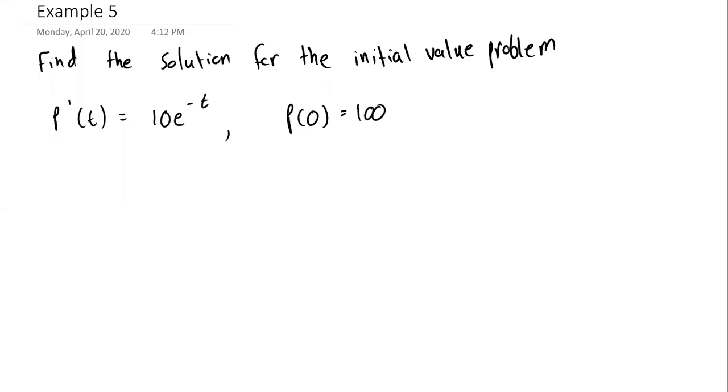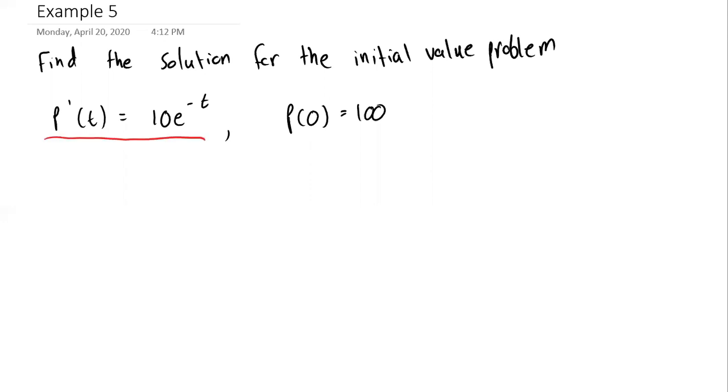Hello, class. So this is the last video for section 4.9. It's nothing new. The only thing is that there are some particular type of problems which are called initial value problems. So what's an initial value problem? You want to find a solution to this problem. P prime of t equals 10 e to the negative t with the condition that p of 0 equals 100. So this here is actually called a differential equation.